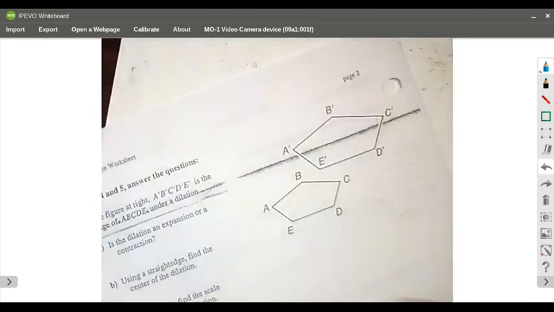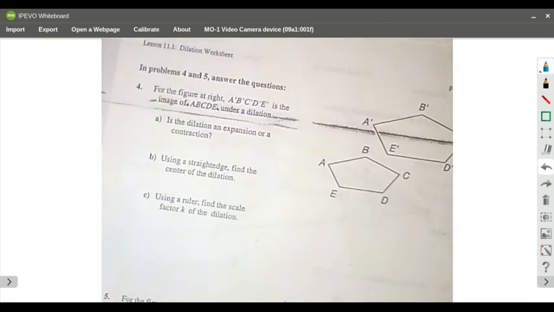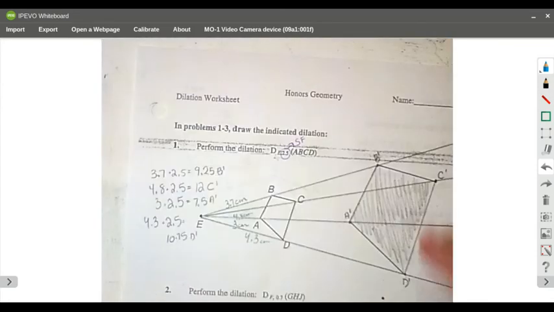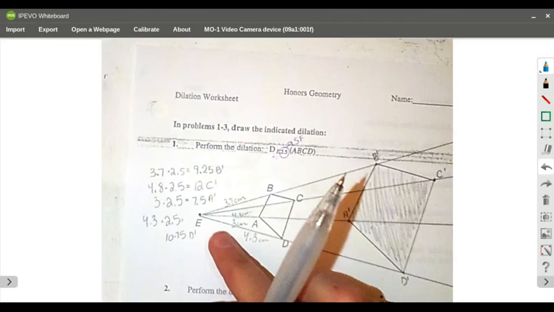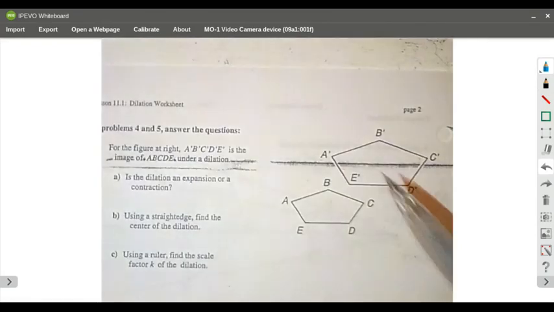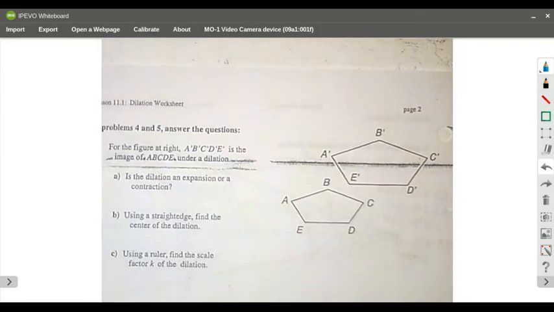And then onto the back, it has you find the scale factor. It also has you find the center of dilation. So notice how all of these points intersect at the center of dilation. That's how you can find the center of dilation on these: if you just connect A to A prime, B to B prime, C to C prime, E to E prime, D to D prime, they'll all intersect at one point, and that's your center of dilation. And then you can find the scale factor going backwards. So I think you guys should be able to figure it out. It's maybe a little tricky, but just think about it.